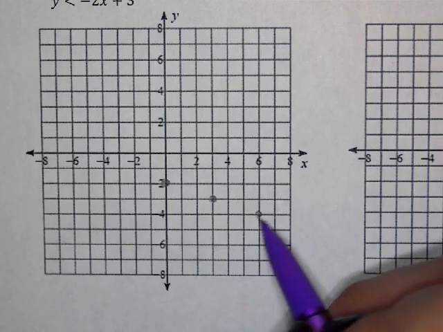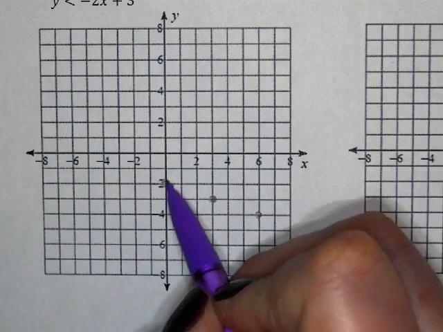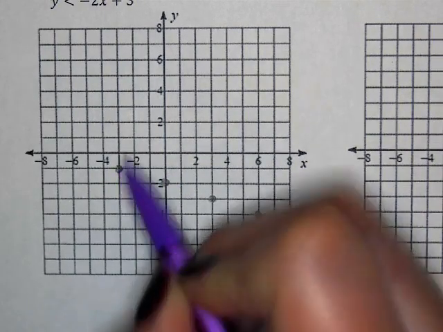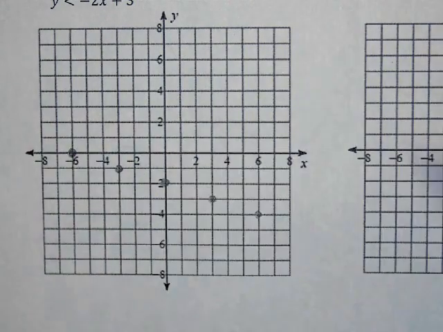And then what should we do if we run out of space? Go up and to the left. So go up 1 to the left 3. Go up 1 to the left 3. Okay. Is this a dotted line or a solid line?